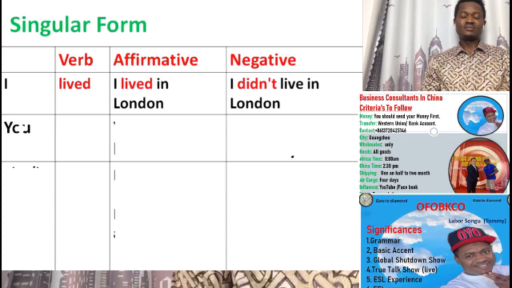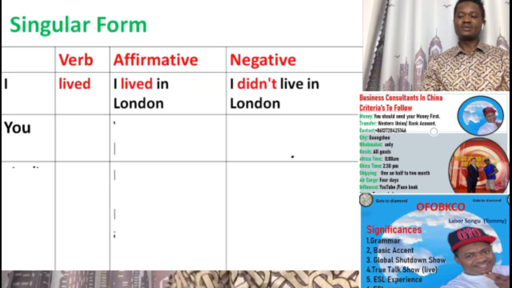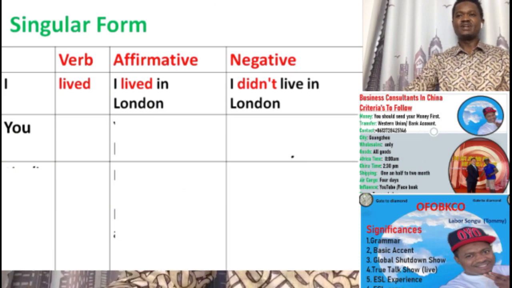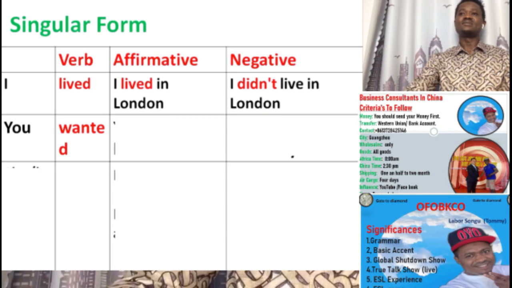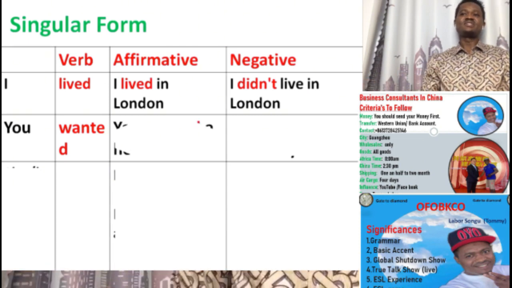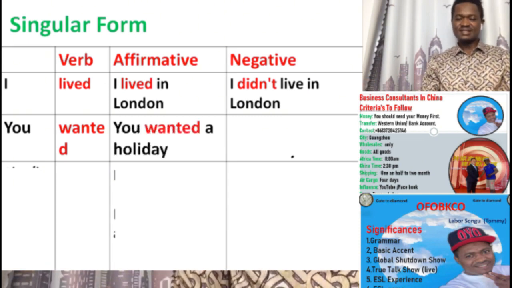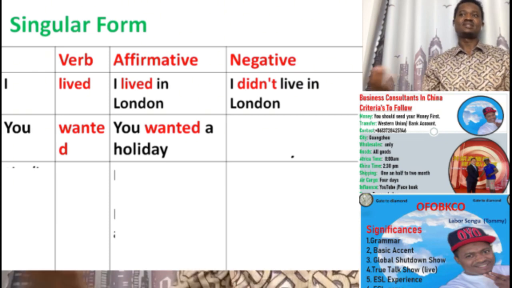So let's talk about you, the second person pronoun. The verb here is wanted. All right, so let's go. The affirmative form is going to be: you wanted a holiday. You wanted a holiday.